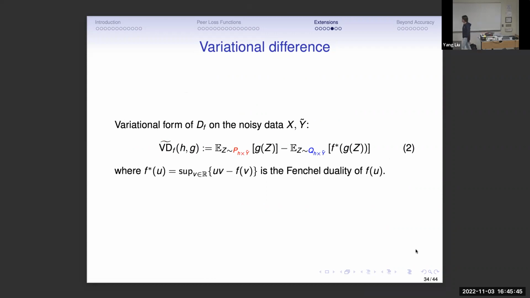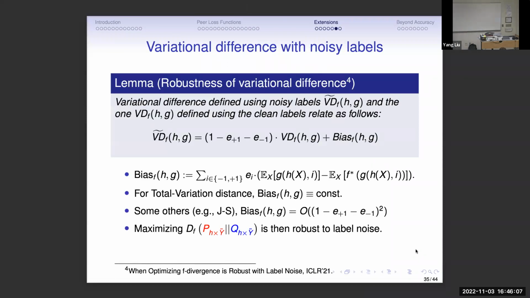And we proceed to prove something that is really, I think, new to the information theory literature and also very similar to peer loss. So if I define this variational difference, or the variational form over the noisy label distribution, I'm using the tilde VD to denote this noisy calculation of this variational form, we are able to prove this. The noisy version of the variational difference for any f-divergence function equals almost the same linear transformation of peer loss. It equals the noise rate multiplied by the true variational difference, plus a bias term.